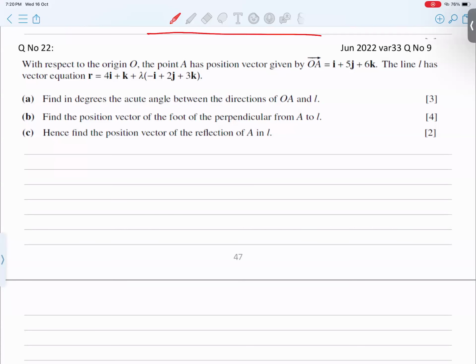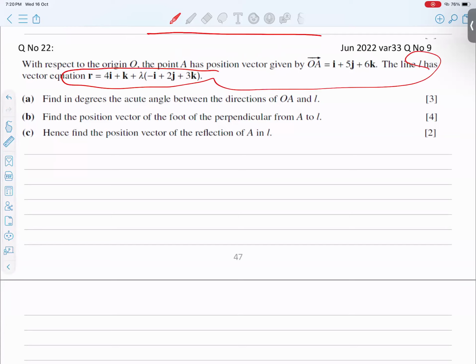This is a June 2022 variant 33 question, and the question number is 9. The question gives us a point, as you can see very clearly, and the second thing given is a line, line L. We need to find, in degrees, the acute angle.